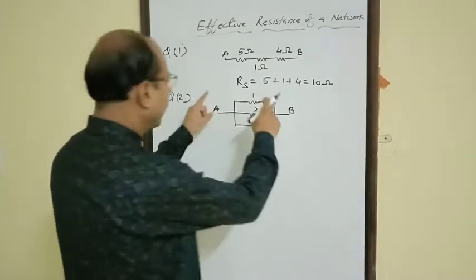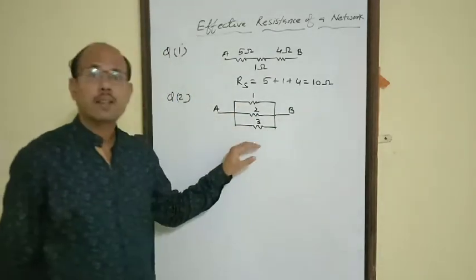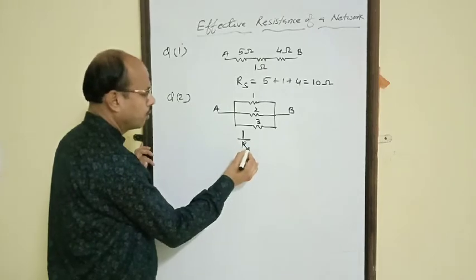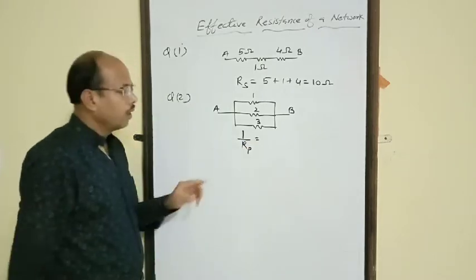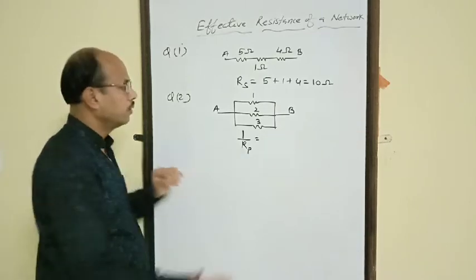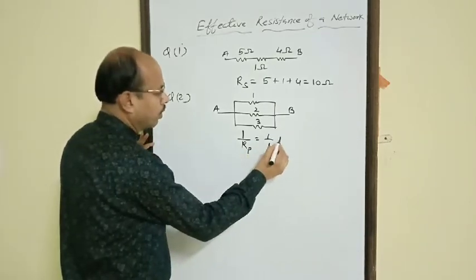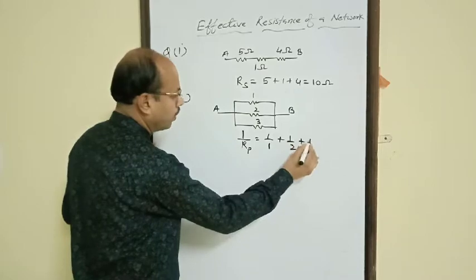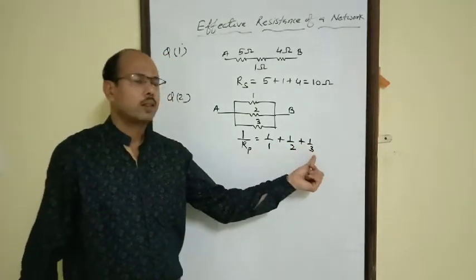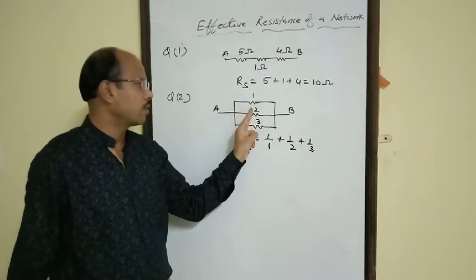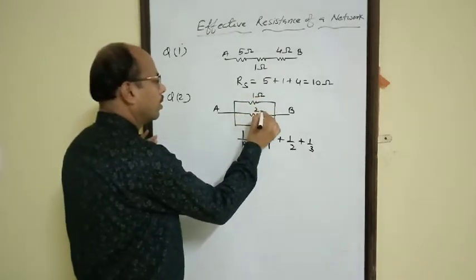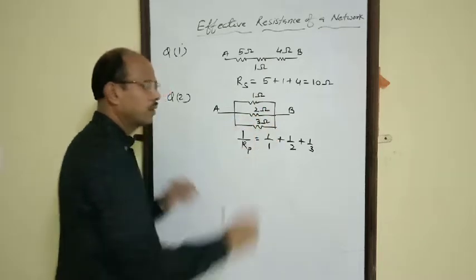So from this diagram it is very clear that they are connected in parallel. Therefore, we have to use the formula 1 upon Rp equals 1 upon R1 plus 1 upon R2 plus 1 upon R3. So we can use 1 by 1 plus 1 by 2 plus 1 by 3. I have put the values of R1, R2, R3. This is the first resistor, this is the second resistor, this is the third resistor, having values 1 ohm, 2 ohm, and 3 ohm.